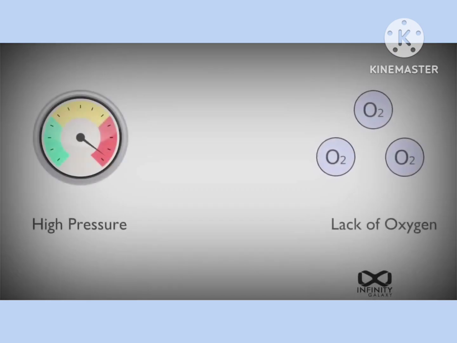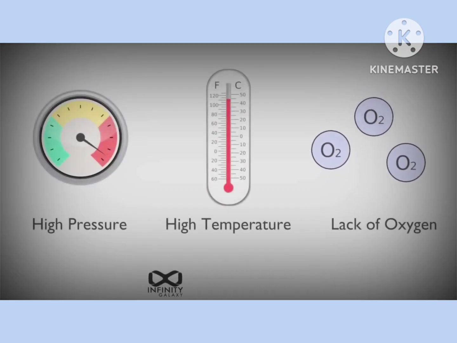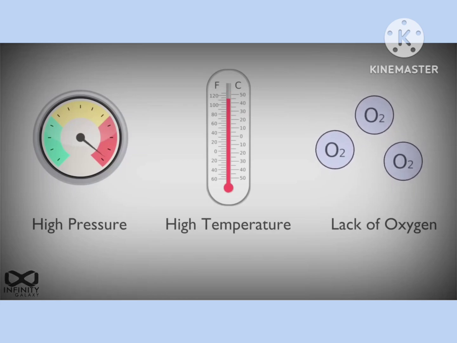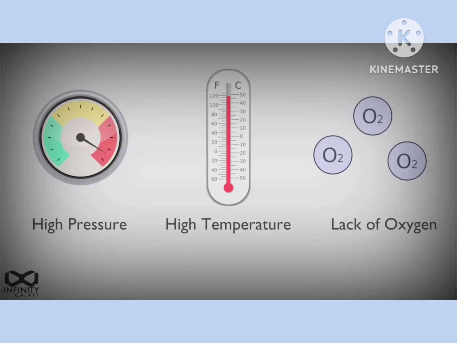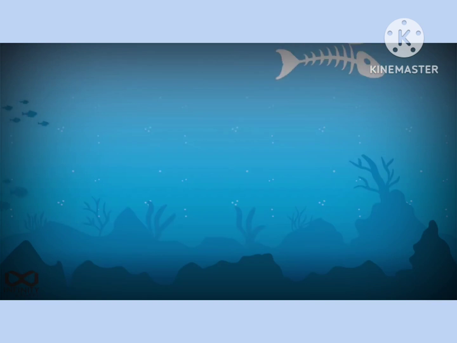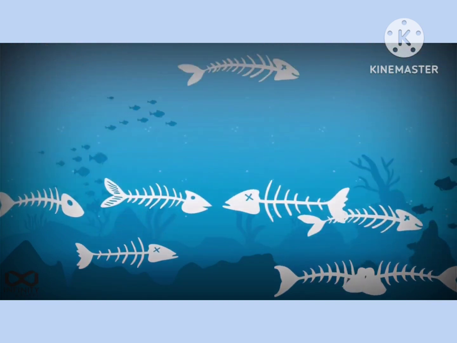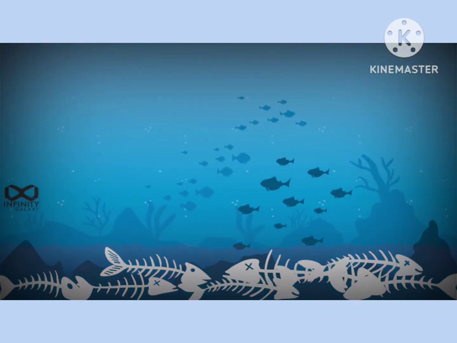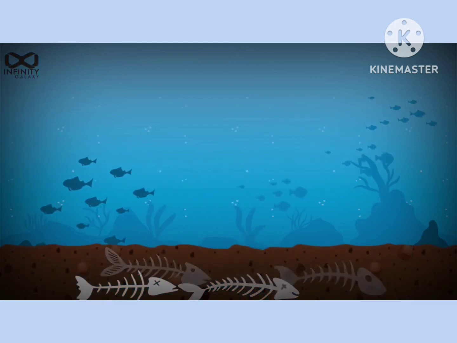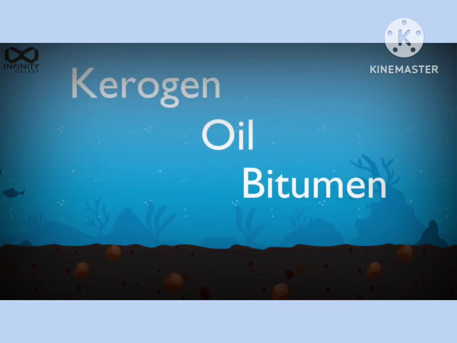These conditions include high pressure, lack of oxygen, and high temperature, all of which cause the fermentation and chemical change of organic molecules after a while. As a matter of fact, high pressure and temperature above 50 degrees Celsius result in the conversion of the organic substances to kerosene, bitumen or oil.